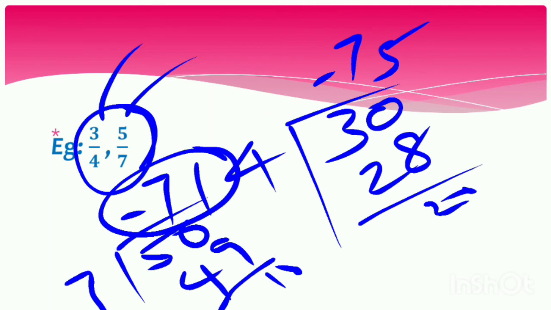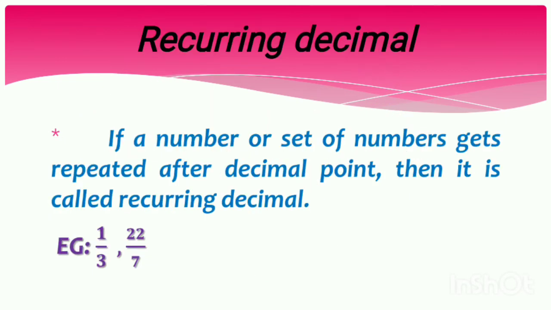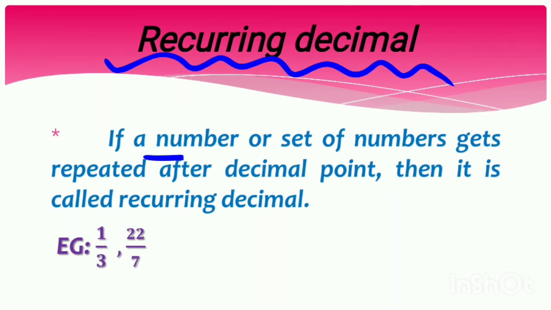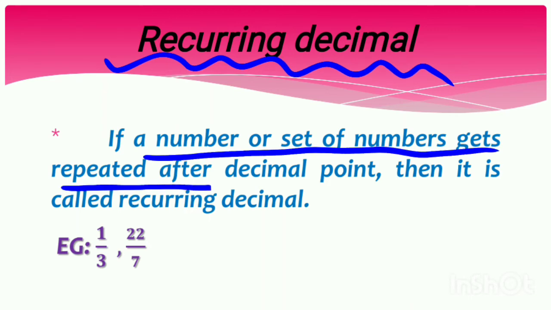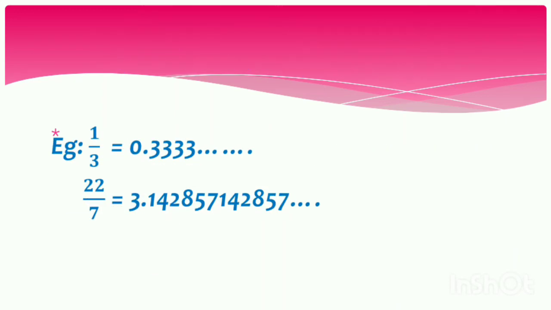0.75 is greater than 0.71, which means 3 by 4 is greater than 5 by 7. Good. Let's quickly learn what is recurring decimal and what are the types of recurring decimal. A decimal is called a recurring decimal when a specific number or set of numbers gets repeated after the decimal point. Here we have examples 1 by 3 and 22 by 7.